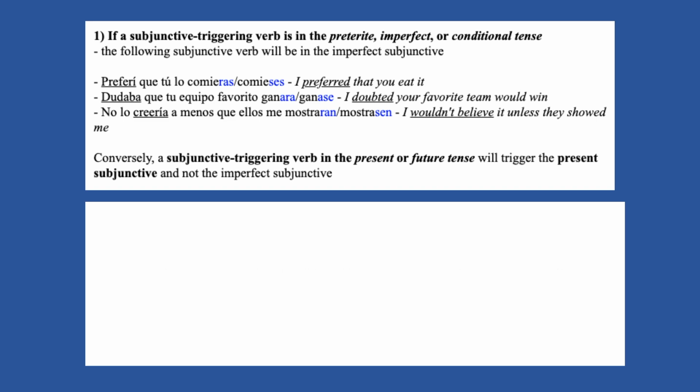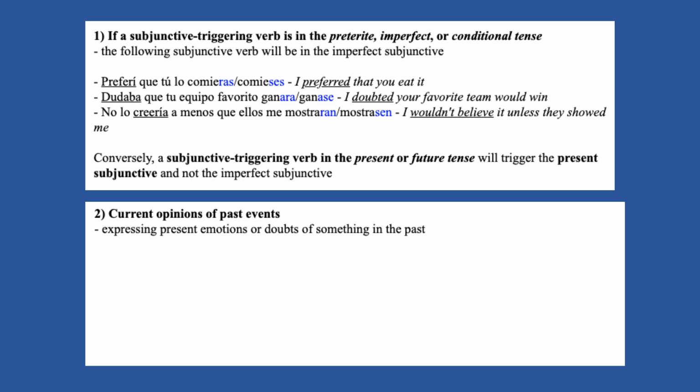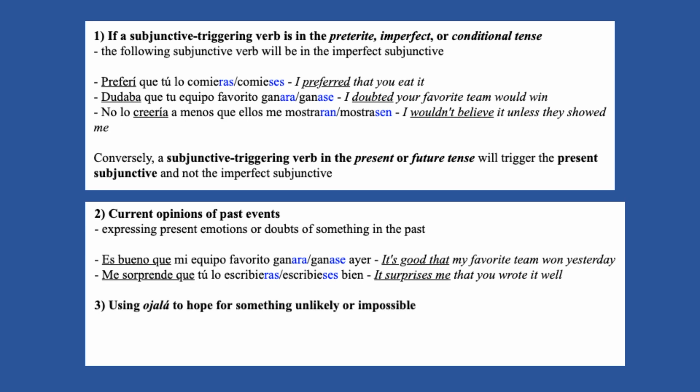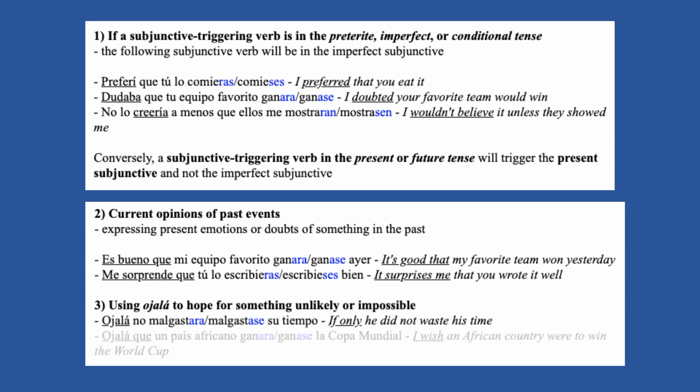And conversely, a subjunctive activating verb in the present or future tense will activate the present subjunctive and not the imperfect subjunctive. You can use the imperfect subjunctive for current opinions of past events, to express present emotions or doubts of something in the past. Es bueno que mi equipo favorito ganara ayer. Me sorprende que tú lo escribieras bien. And you can use the imperfect subjunctive with ojalá to hope for something unlikely or impossible. Ojalá no malgastara su tiempo. Ojalá que un país africano ganara la Copa Mundial.